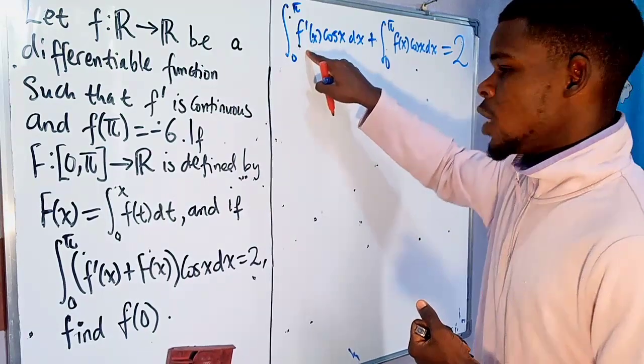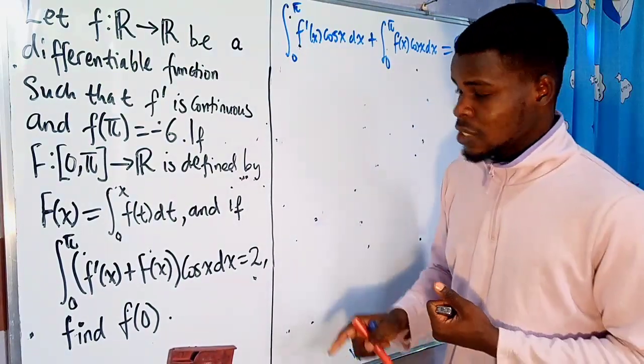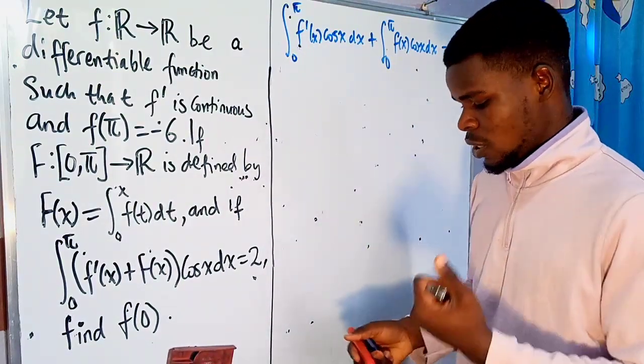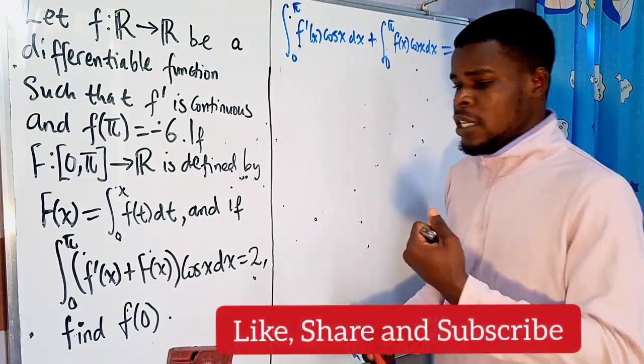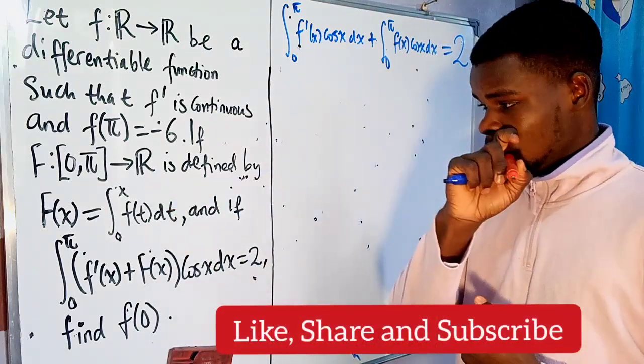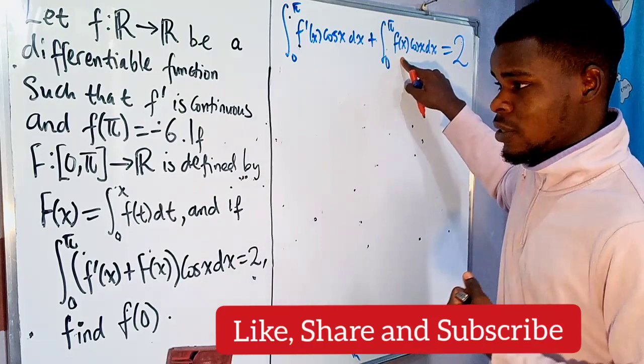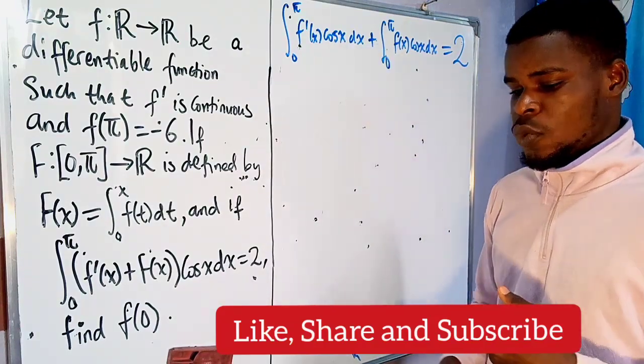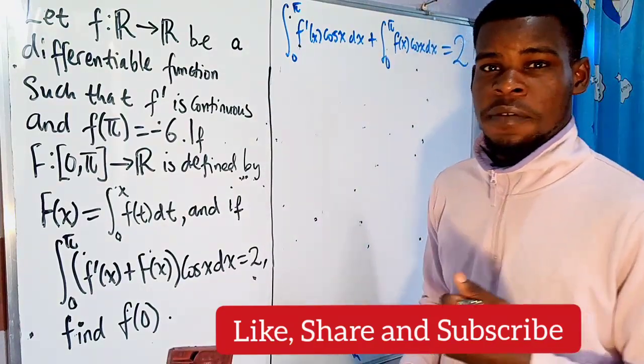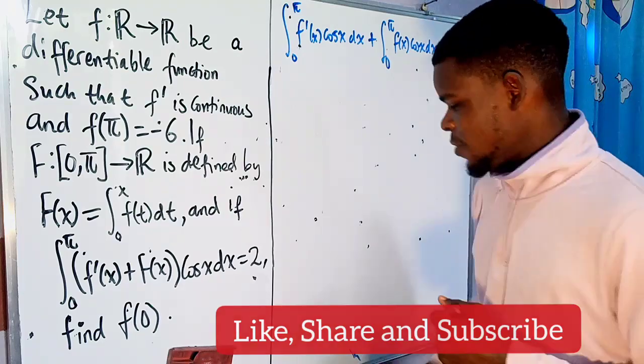Given that, if we integrate this, which is little f prime, we're going to have little f of x. Integrating it again, based on this definition, we're going to have big F of x. Differentiate cosine once, we're going to have negative sine. Differentiate it again, we're going to have negative cosine. So that is really interesting, isn't it?